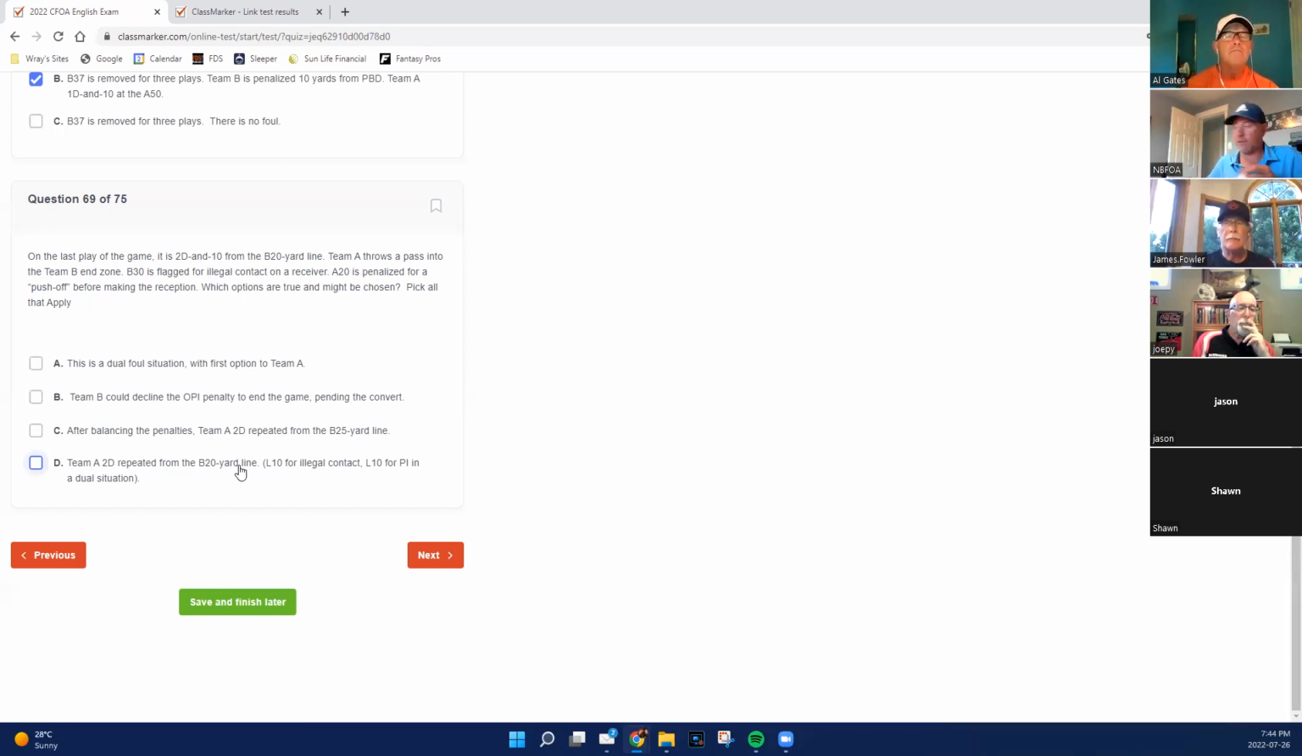I have to flip my page. Let's go through them one by one. A, this is a dual foul situation, correct? Two fouls, one against each team, with first option to Team A. Which foul occurred first? B 30 is flagged for illegal contact. So A is true, right?